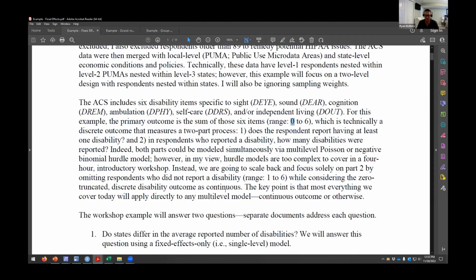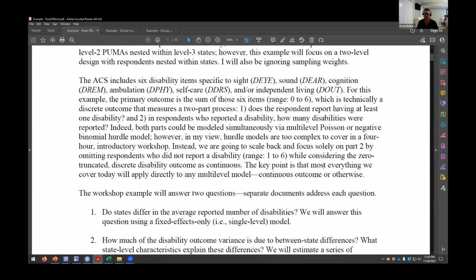The key points for this, again, example purposes only. Everything we're going to cover will directly apply to a more appropriate statistical model we would estimate on these data. So if you wanted to use a multi-level Poisson hurdle, everything we're going to talk about for the next 3.5 hours is going to apply directly to that model as well.